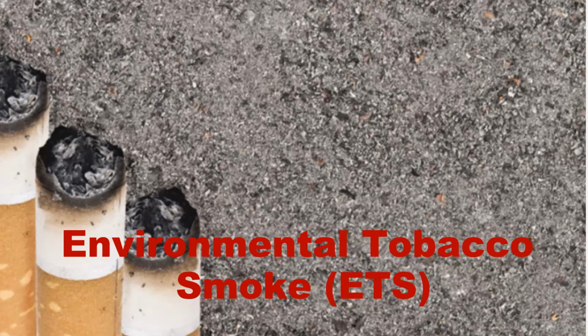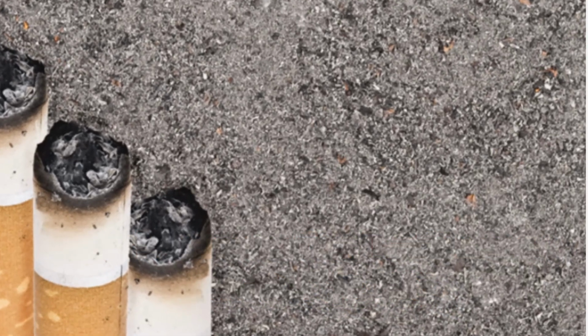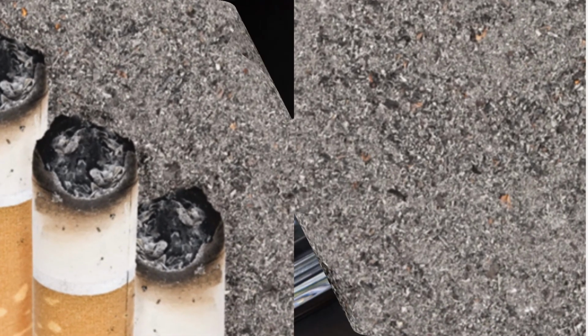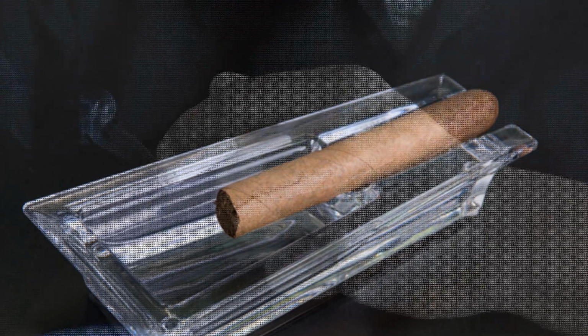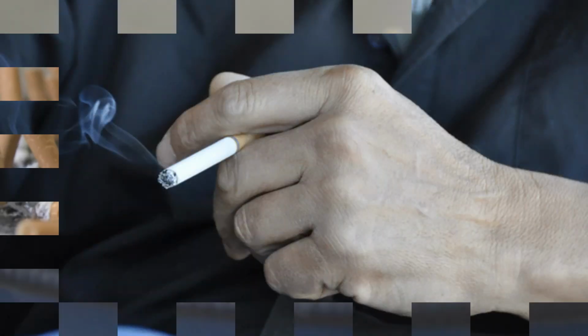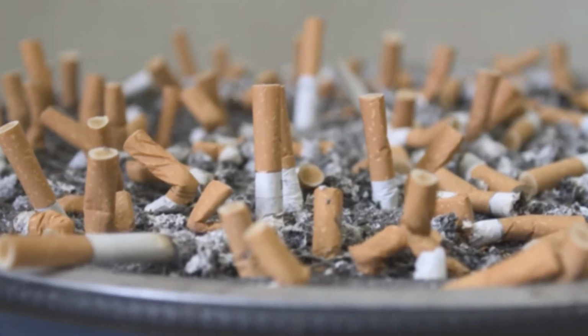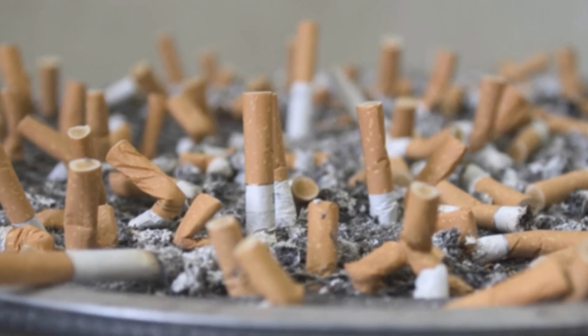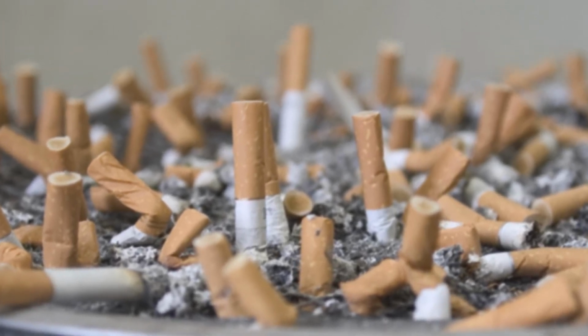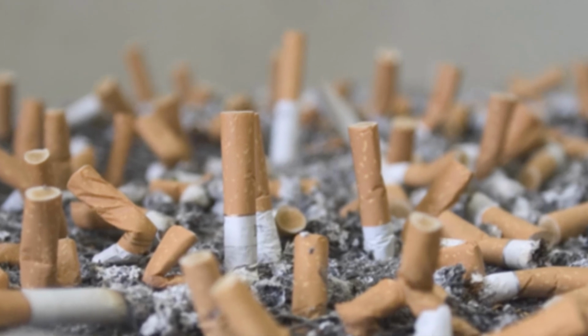Environmental tobacco smoke. ETS is the mixture of smoke that comes from the burning end of a cigarette, pipe, or cigar, and smoke exhaled by a smoker. It is a complex mixture of over 4,000 compounds, more than 40 of which are known to cause cancer in humans or animals, and many of which are strong irritants.